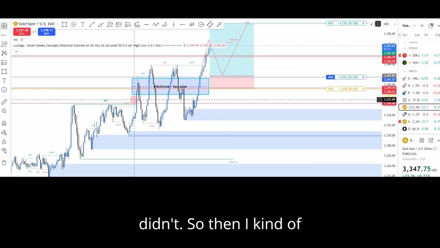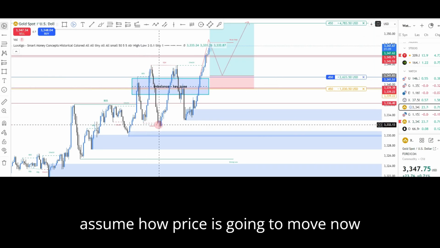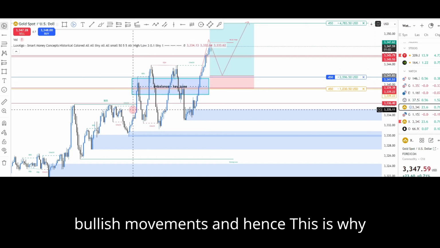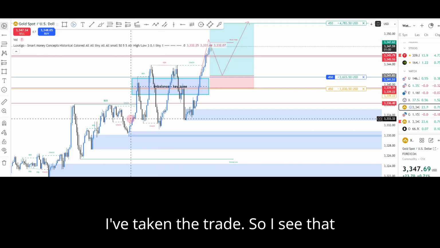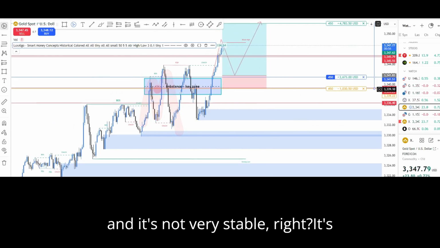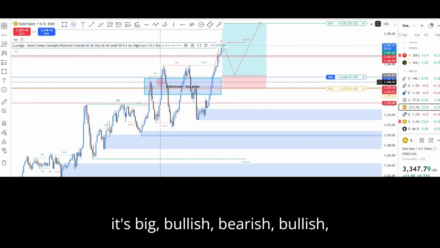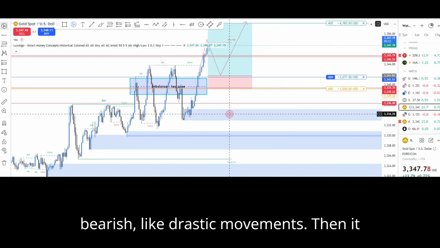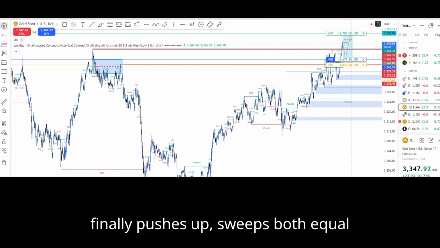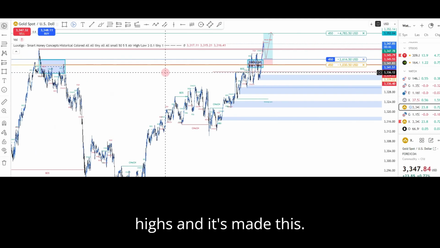So then I assume how price is going to move now based on this imbalance in previous highs, lows, and bearish and bullish movements, and hence this is why I've taken this trade. So I see that there's this big zigzag kind of movement, and it's not very stable, right? It's big bullish, bearish, drastic movements. Then it finally pushes up, sweeps both equal highs.